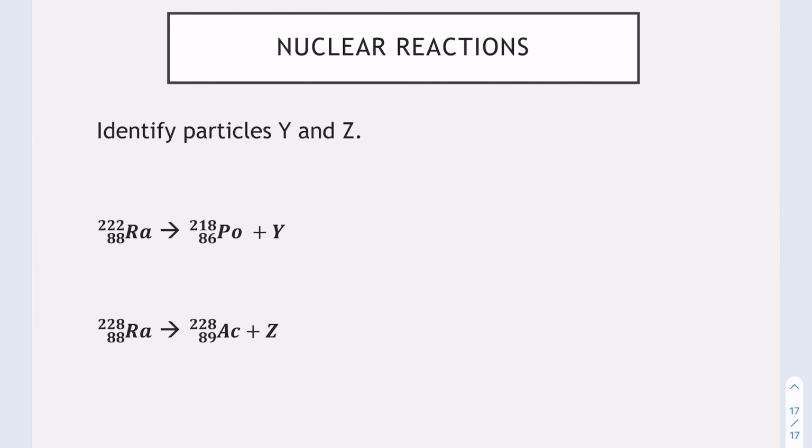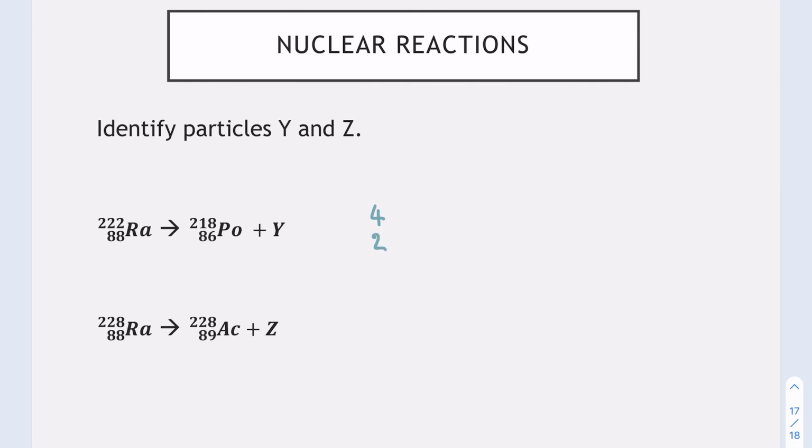Here we have some examples to do. So we've identified Y, R, Z. Again, if we have a look at the first one, we went from 222 to 218, so I've got a difference of 4 at the top. And then if you have a look at the bottom, we went from 88 to 86, so we've got a difference of 2. That must be your helium, or sometimes you can write the alpha radiation like this. If we have a look at Z, the top's not changed, so it's 228 to 228. However, the atomic number has actually increased, so we'll have to do a -1. Therefore, we know that's the electron, which sometimes we can write like this for your beta radiation.